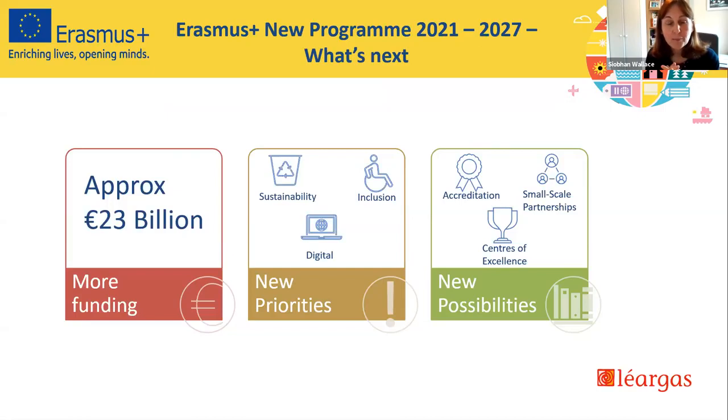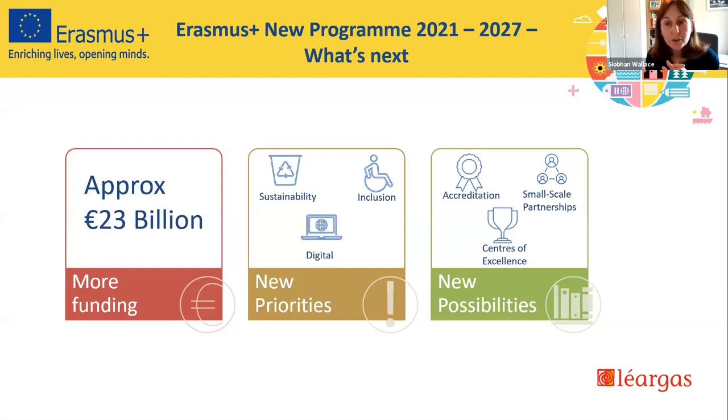So we're starting a new program now from 2021, and the budget for that program is in the process of just being approved. It looks like there'll be an overall budget of around 23 billion. So that's the main part of that multi-annual financial framework, where they're setting the budget for the program. But they also develop new priorities for the program.